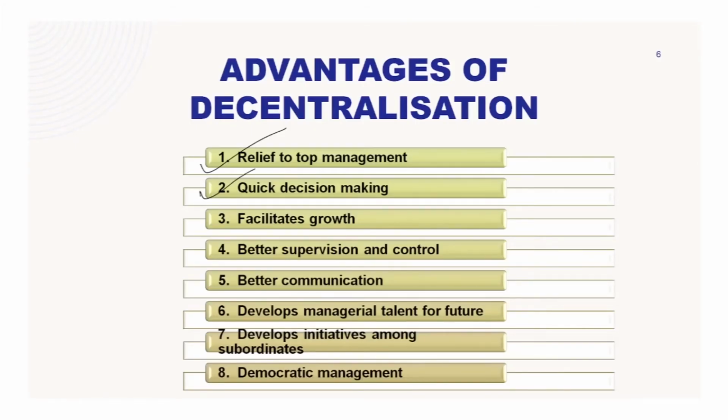Second one is quick decision making. Since the activities are spread out, the supervisory level is able to take the decisions because they have the authority given by the top management. This accelerates quick decision making within the organization. Next is growth of the company. Since your top management is busy with the key decisions, the conceptual decisions, your supervisory and lower-level managers are more oriented towards taking the technical decisions. So overall, the important operations are divided within the levels of management. This will bring efficiency, and ultimately the growth of the company.